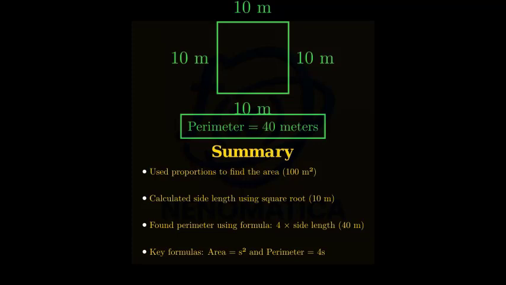This problem demonstrates how to use proportions and geometric formulas to solve real-world problems. Remember, for a square, the area equals side length squared, and the perimeter equals 4 times the side length. Let's look at our first example.